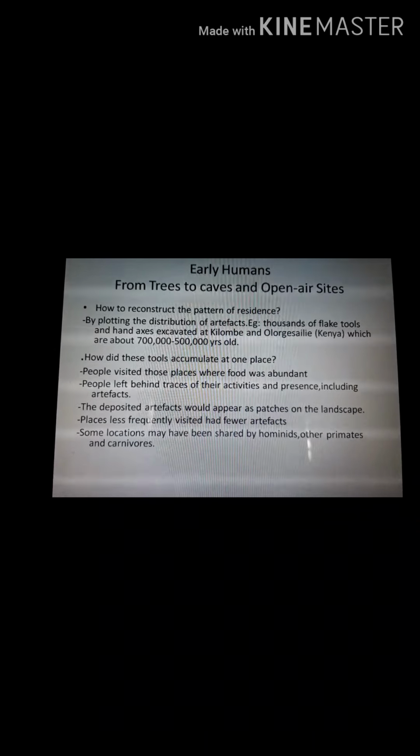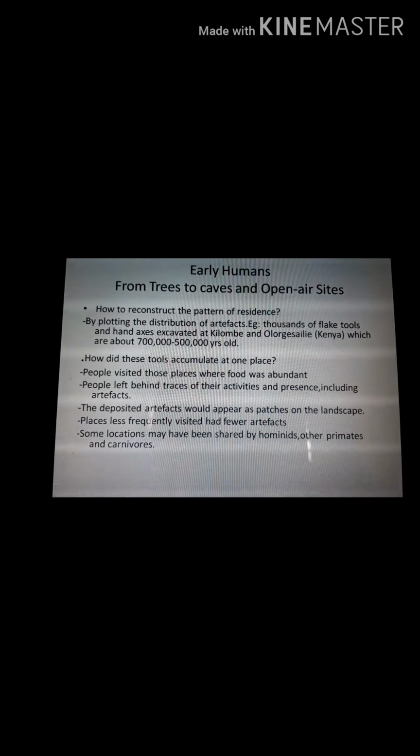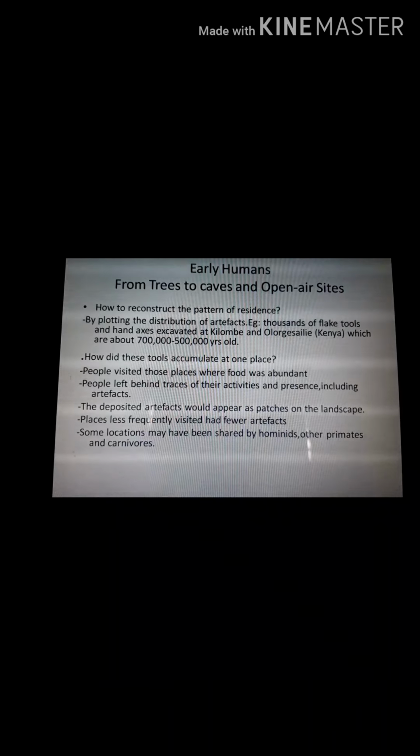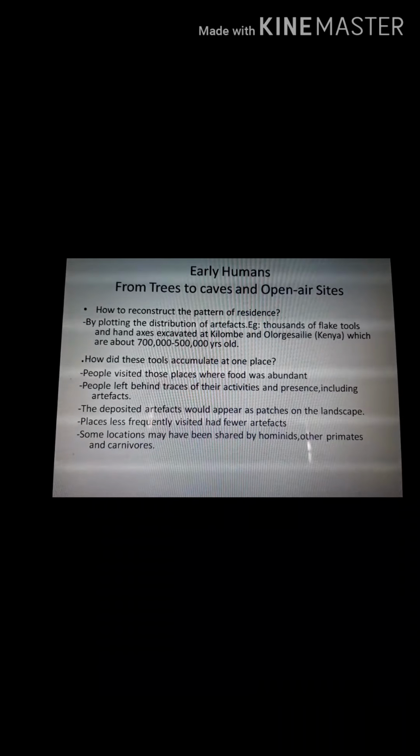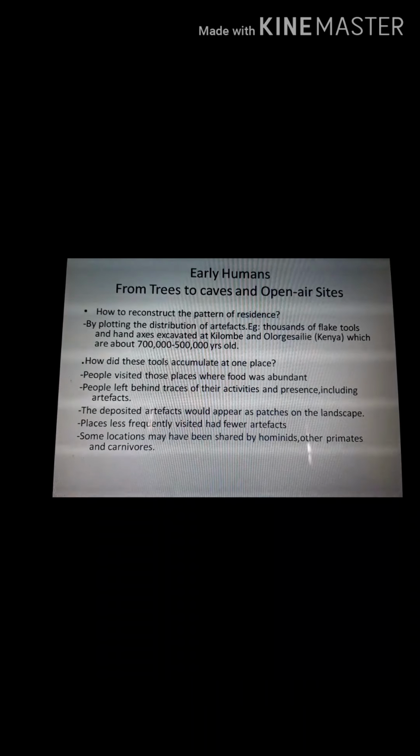And now, how did these tools accumulate at one place? People visited these places where food was abundant. People left behind traces of their activities and presence, including artifacts. The deposited artifacts would appear as patches on the landscape. Places less frequently visited had fewer artifacts. Some locations may have been shared by hominids, other primates, and carnivores.